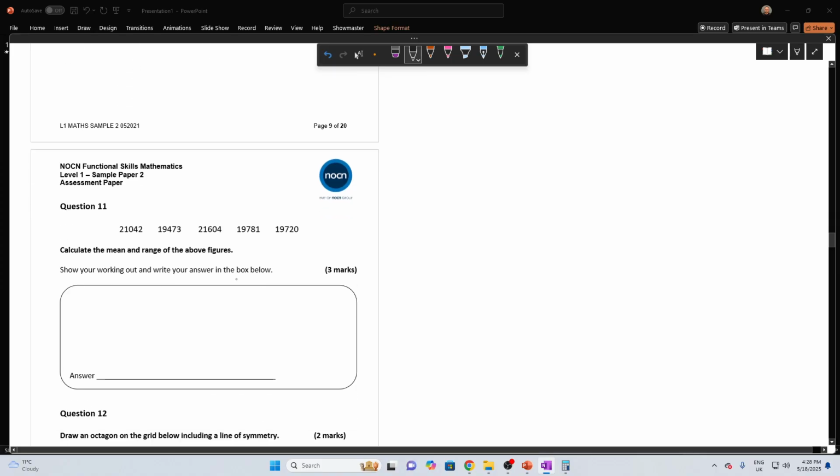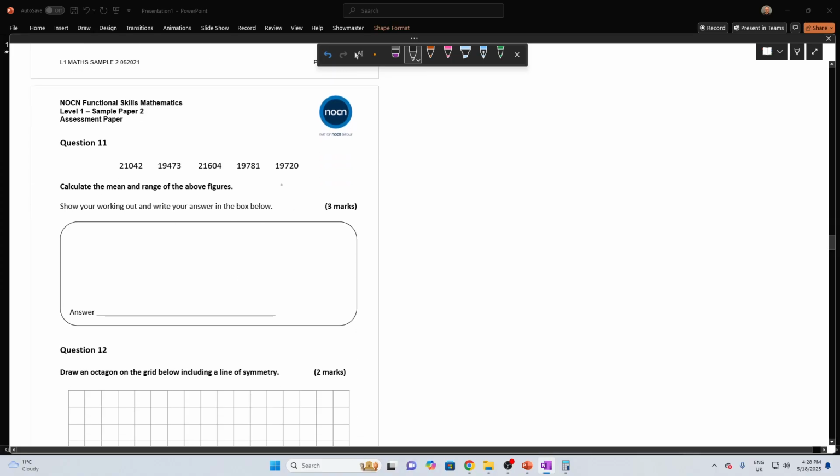Let's see question 11. We have numbers, and we need to calculate the mean and range. So how do we find the mean? We add all the numbers. So I'm going to have 21,042 plus 19,473, then 21,604, 19,781, and 19,720, and the total is going to be 101,620.